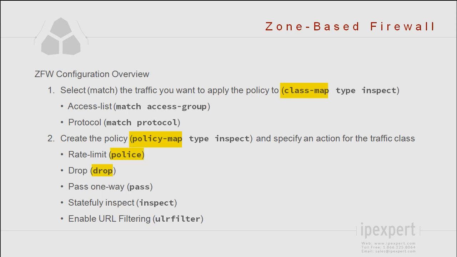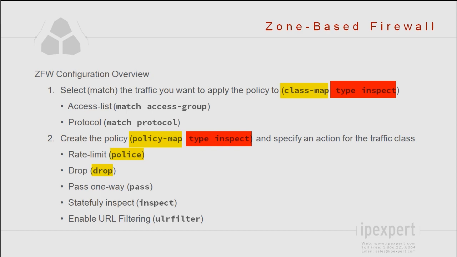Now, the key thing to remember when working with zone-based firewall is that the class map, the policy map, and the service policy are always going to be type inspect. So when you create the class map and the policy map, you have to say that this individual MQC component is going to be type inspect.